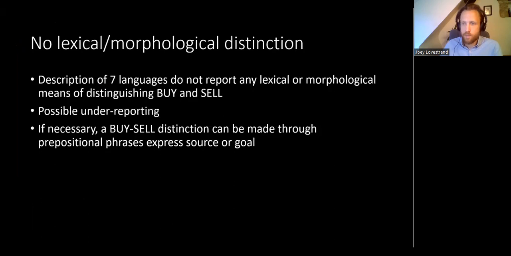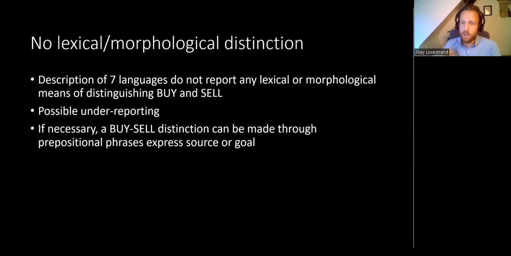Now, this could be possible underreporting. Maybe there are specific forms that just haven't been documented yet. But in other cases, we see that it's not really necessary to have a particular verbal or morphological form for distinguishing buy and sell, because even if it is ambiguous, even if the context doesn't make it clear, you could still disambiguate buy and sell through a prepositional phrase.